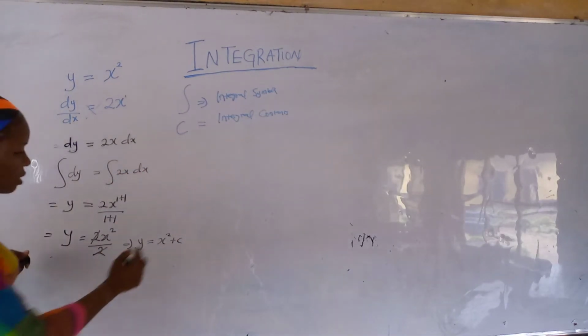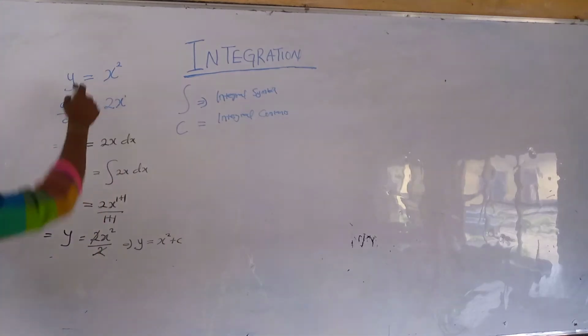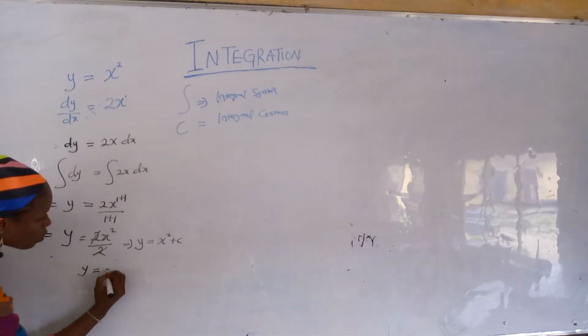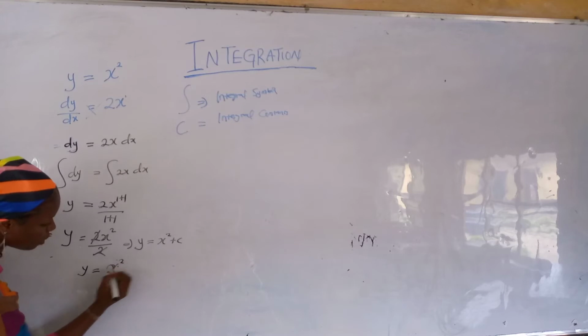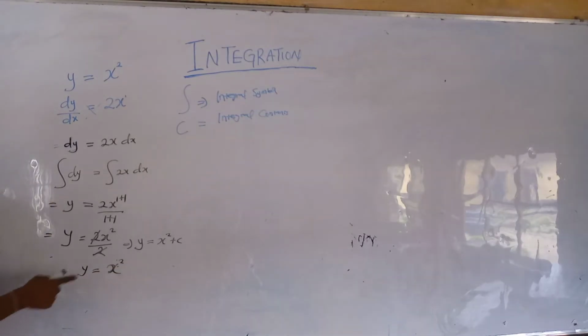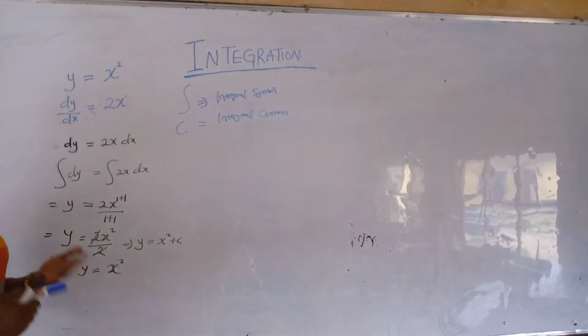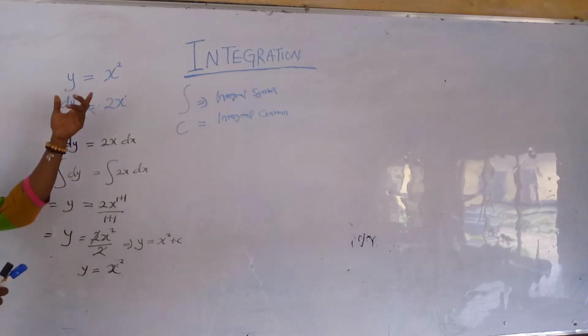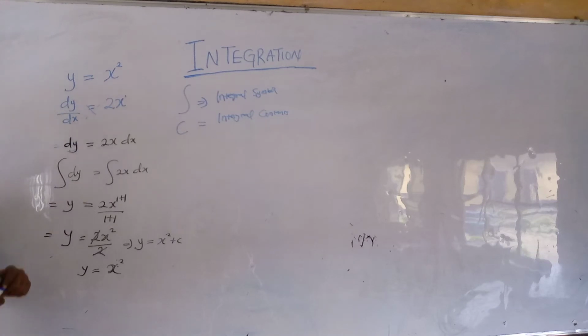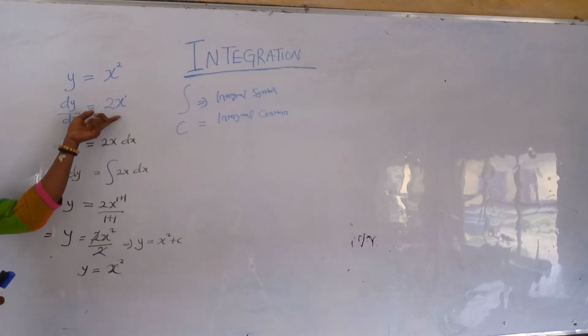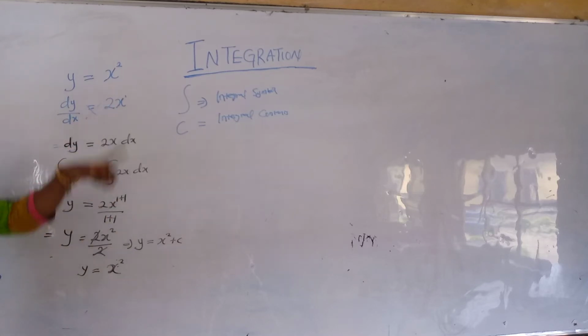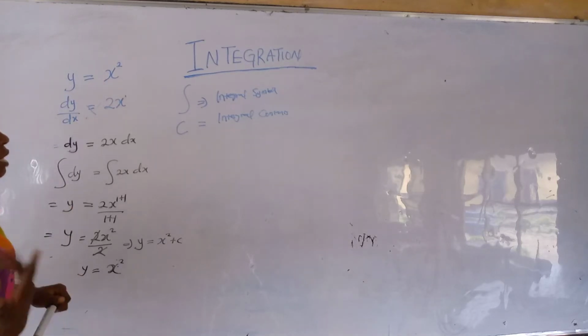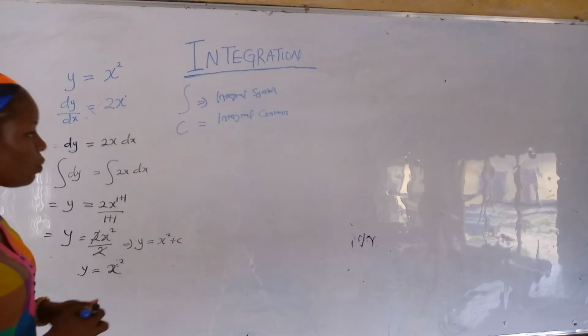But now, aside from this constant, you see that we have gotten back our question, which was y equals x squared. So, when we say that integration is the antiderivative, it simply means that if a function is given to you, you can find the differential coefficient of that function. But if you integrate the differential coefficient, you can always get back the real question.